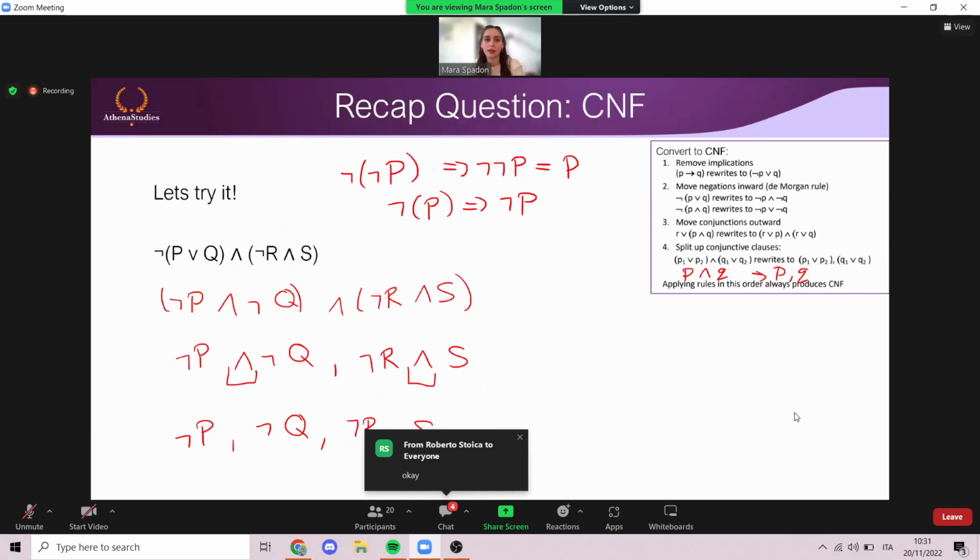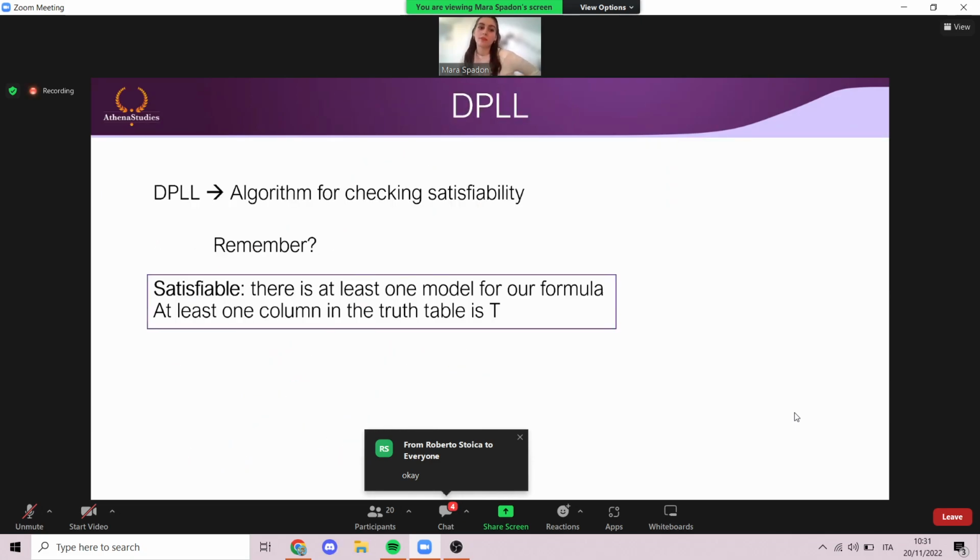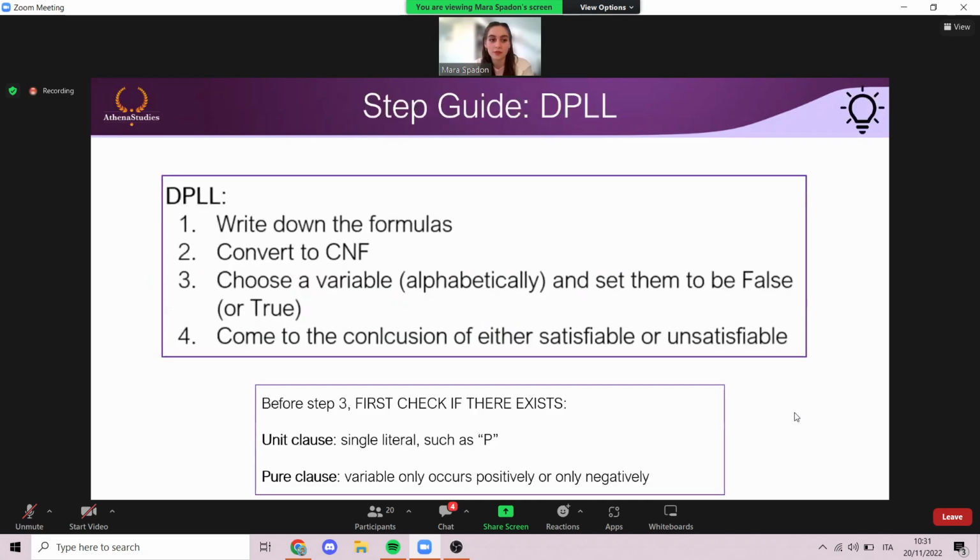Okay. So now let's move on to DPLL. DPLL is an algorithm for checking satisfiability. If you remember what satisfiable is, there's at least one model for our formula. That is what DPLL can check for us.